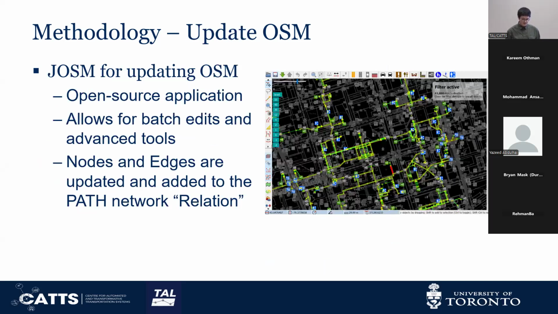So for the OSM update task, we use this open software known as JOSM. We've essentially added all the nodes and edges that make up the PATH to what's known as a relation, which is a collection of all the elements that define the PATH. So you can see a section of the PATH in the editor to the right.